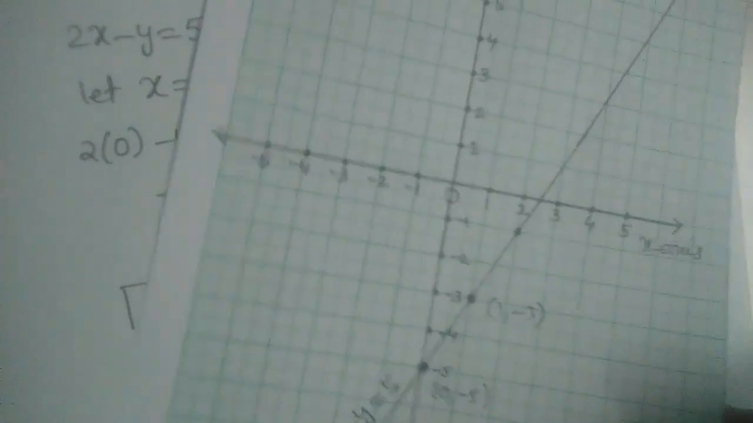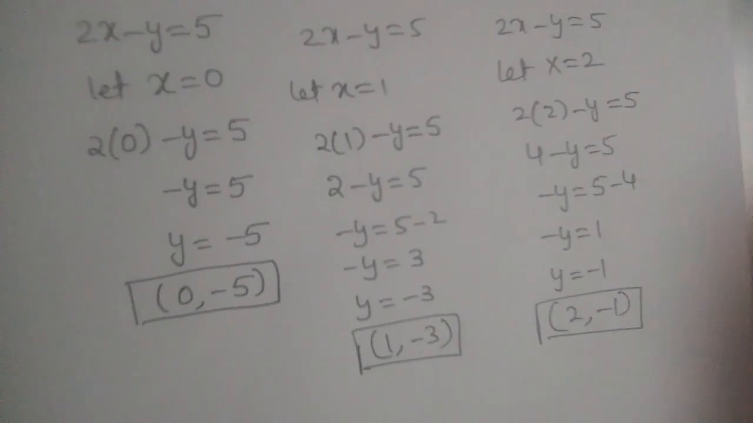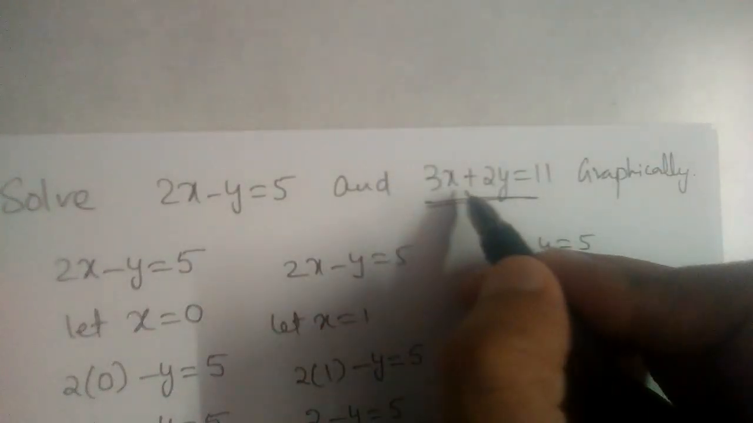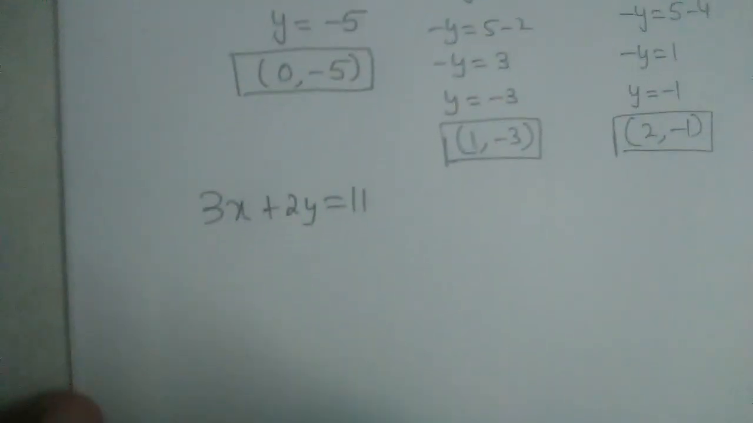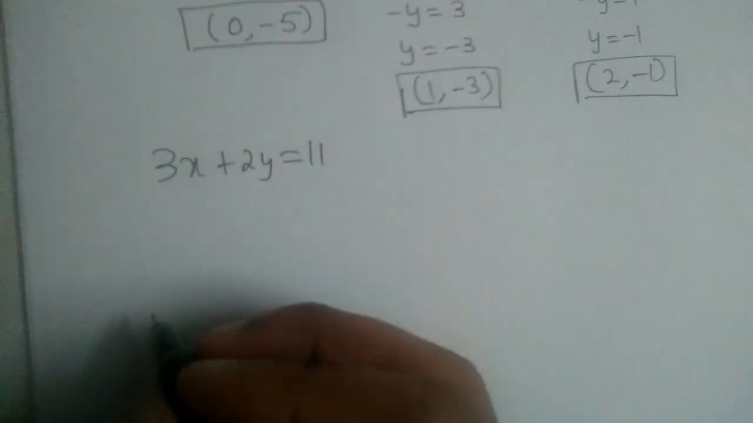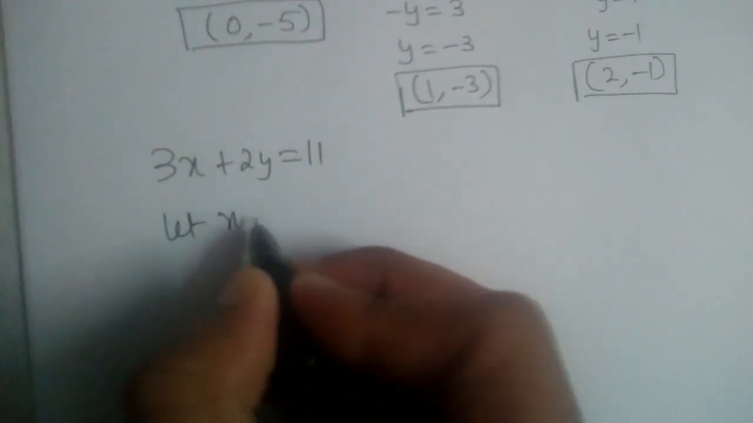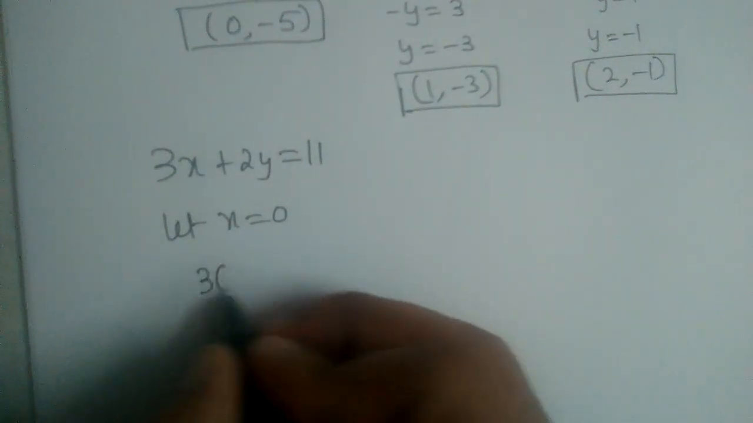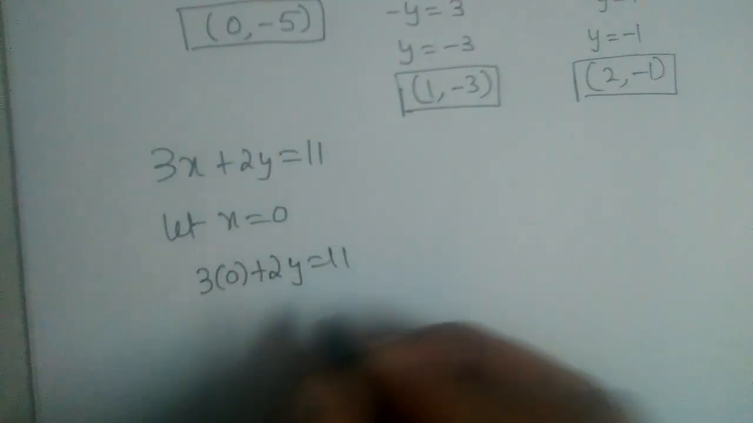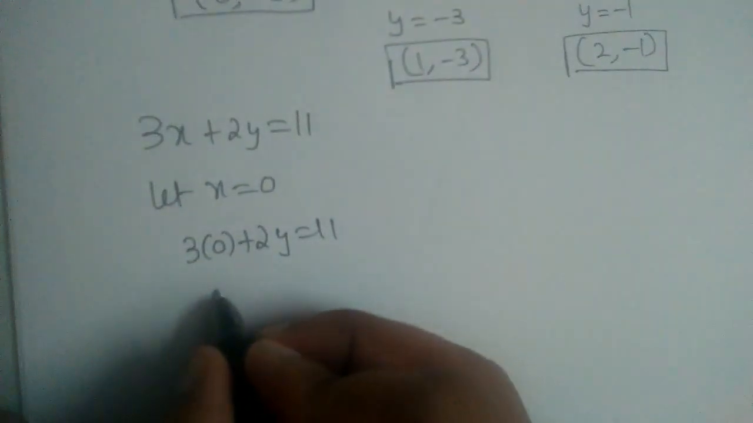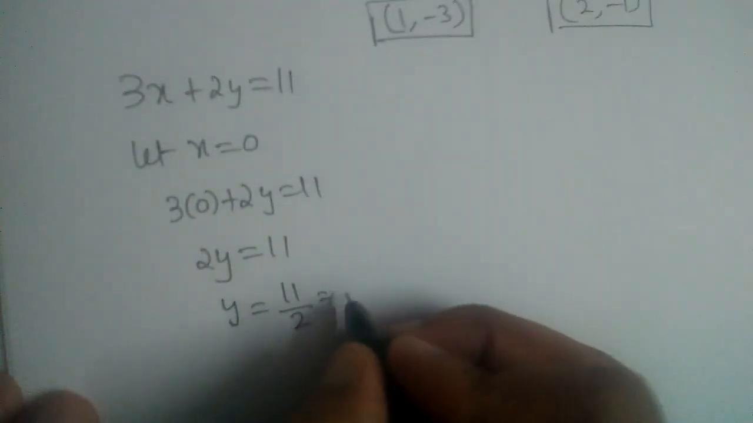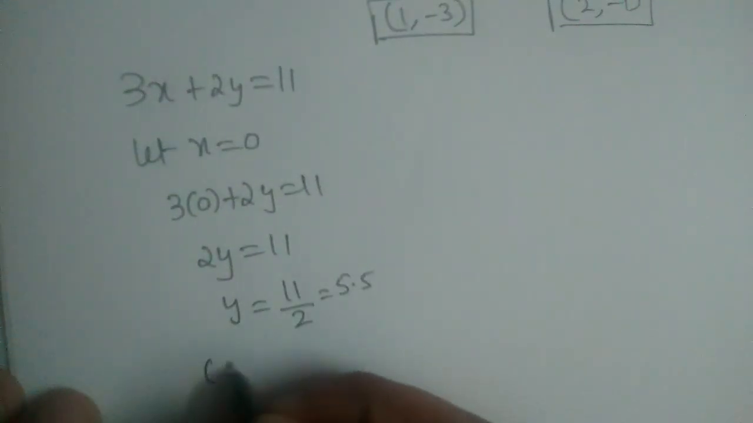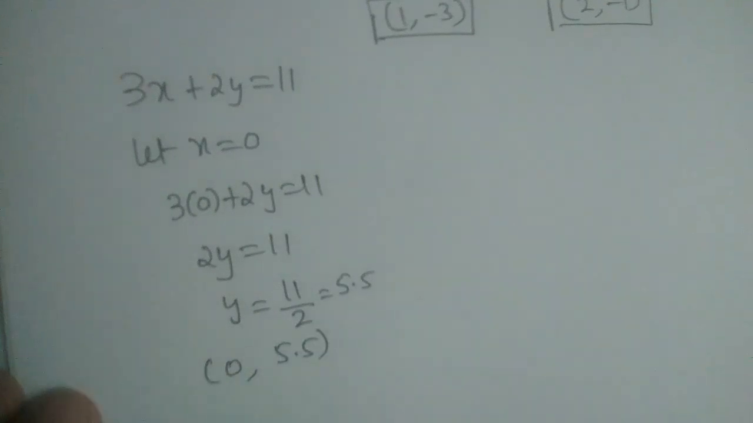Now let us go back to our question. We have another equation, 3x plus 2y is equal to 11. Let us solve it graphically. Same procedure, we should substitute different values of x. So let x is equal to 0. So this is 3 into 0 plus 2y is equal to 11. 3 zeros is how much? 0. So this is 2y is equal to 11. Y is equal to 11 by 2. This will be 5.5. So 0 comma 5.5.